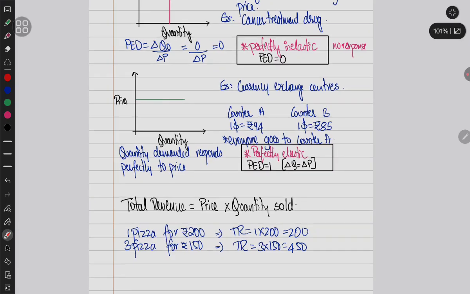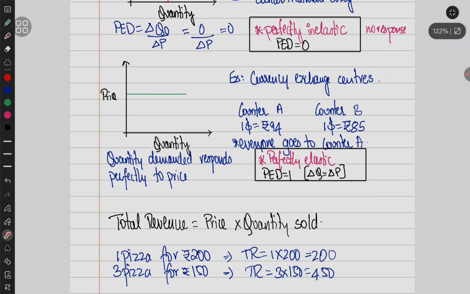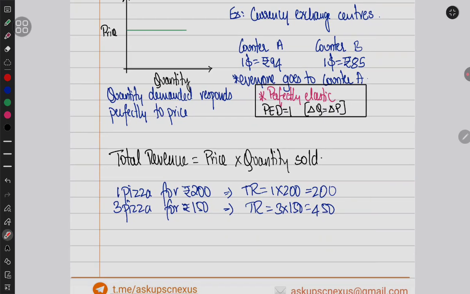And now comes perfectly elastic. See, you go to the airport or somewhere, there are two counters, counter A and counter B. You need to convert your rupee into dollar. So when you give $1, counter A gives 94 rupees, and if we go to counter B, $1 gives 85 rupees, right? So everyone goes to counter A, right? So if there is a very small change in price, the quantity demanded almost becomes 0, right? So at this given price, quantity demanded is there. At any other given price, there is no quantity demanded, right? So quantity demanded responds perfectly to price.